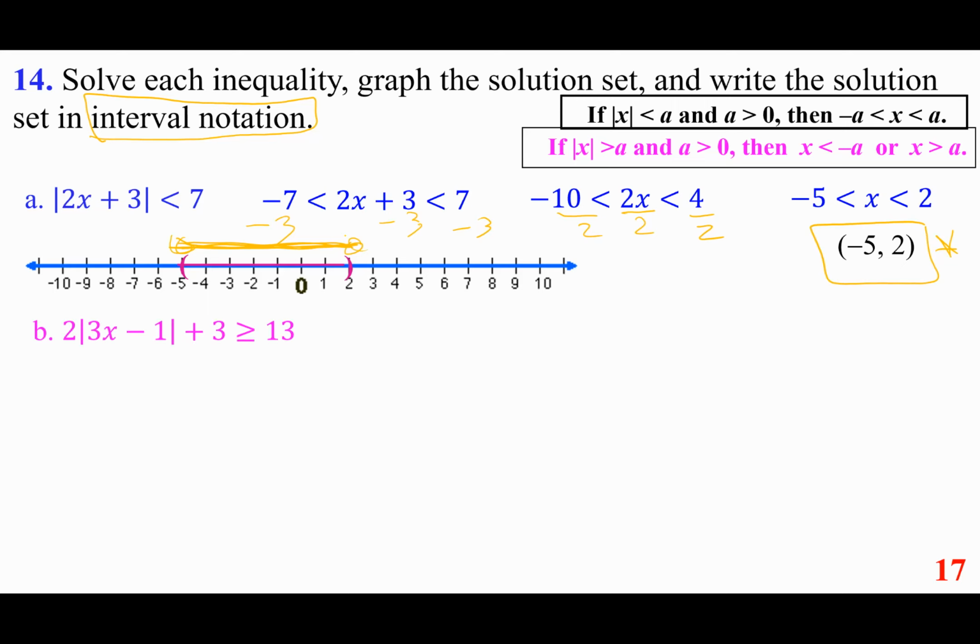In this case, we have a greater than situation, and the first step is to isolate. The next step is to divide both sides by 2. And now that it's completely isolated, then we are going to follow this.